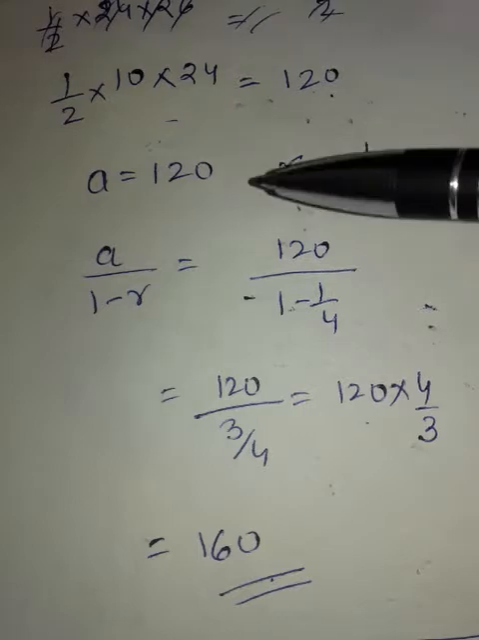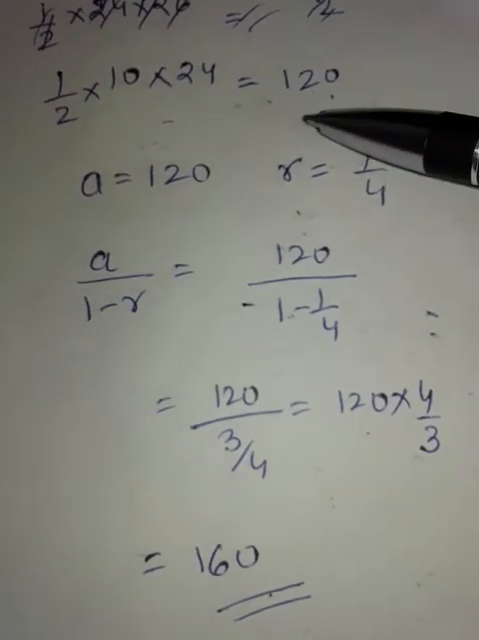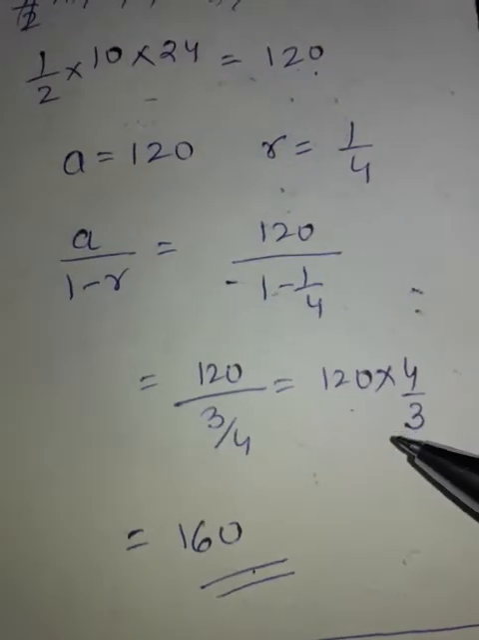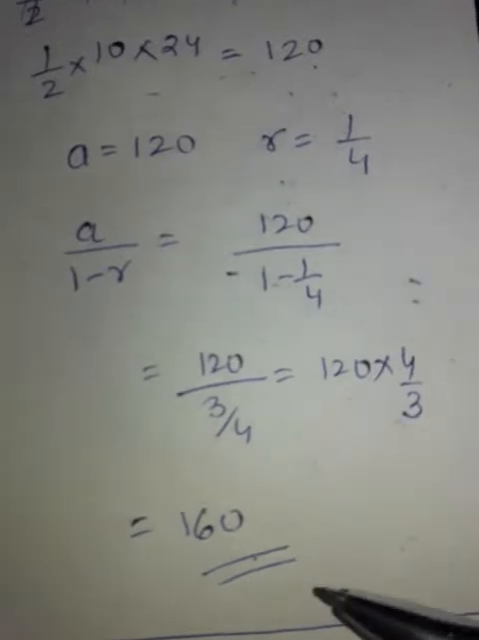In this type of questions, A is always that outer area and R is always 1 by 4. And that's how you get this, that just find the area and multiply it by 4 upon 3 in 2 lines.